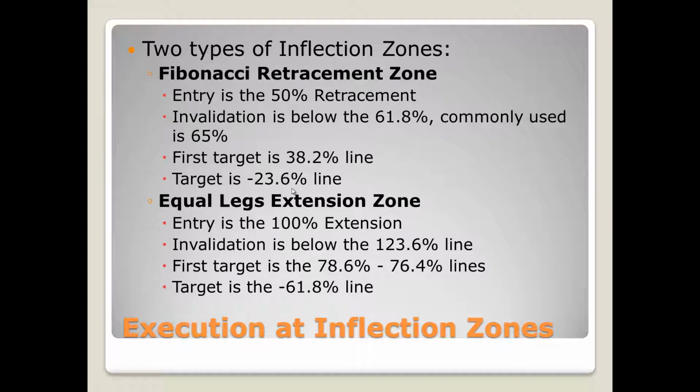The equal legs extension zone is the other type. Entry is the 100% extension, so now we're using a Fibonacci extension tool. Invalidation is below the 123.6 line. It's very similar to the 61.8 line mathematically to the 100% line. And then the first target is the 78.6 or 76.4 line. It's up in the air. The idea is that they're very close to each other. That is the area where the market should move from the 100% line back towards. That's the actual inflection. And the target is the negative 61.8 line, which again often brings you into new highs.